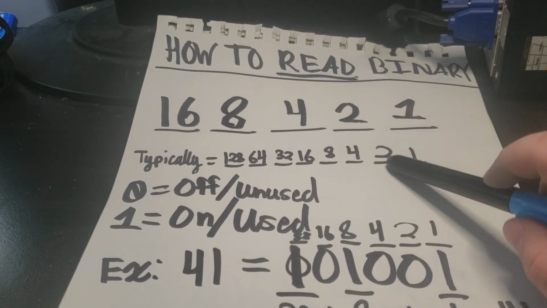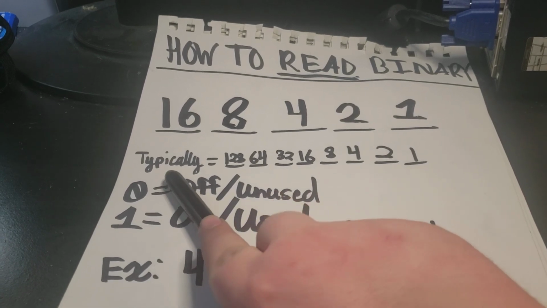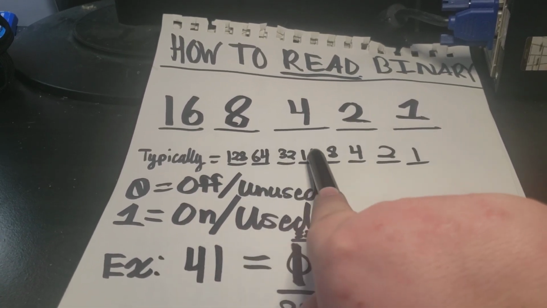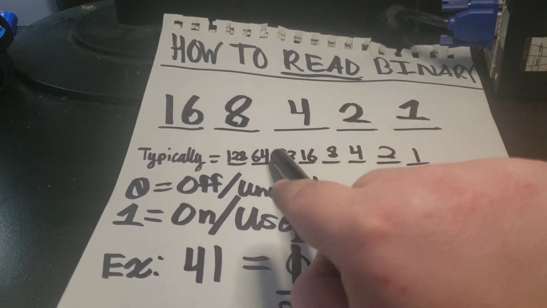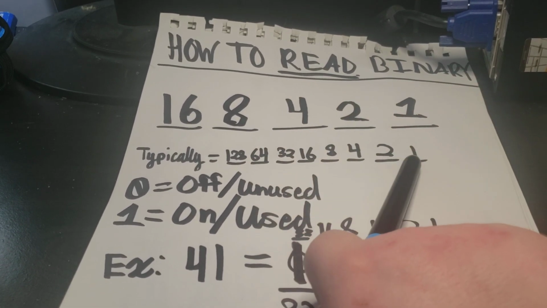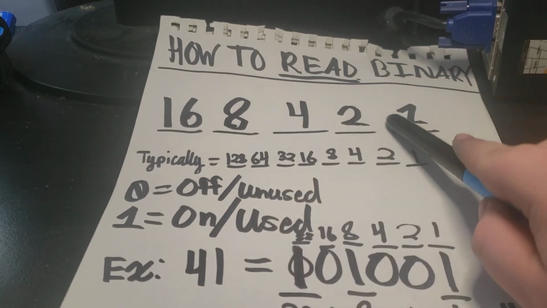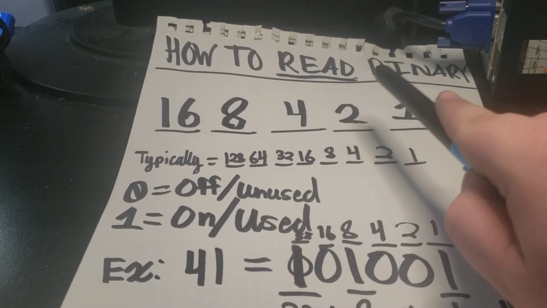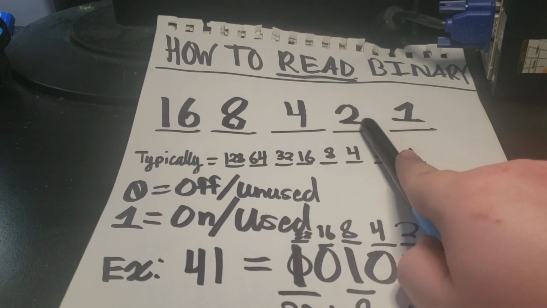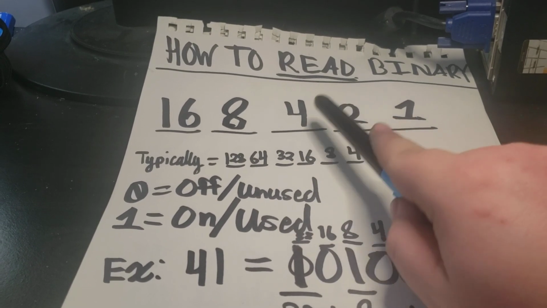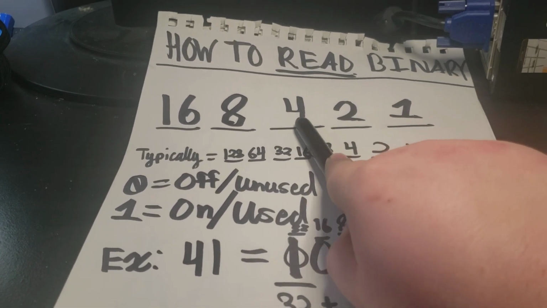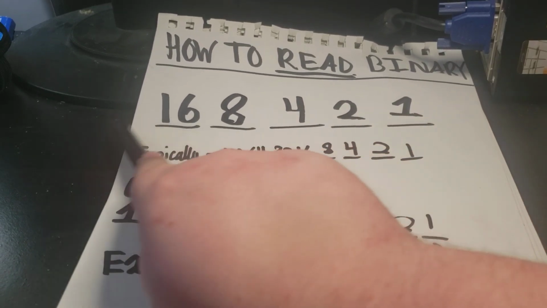Binary is typically written in 8 digits, so 1, 2, 3, 4, 5, 6, 7, 8, but it's written from right to left. So it actually moves exponentially. If I start at the 1 here and go to the left, it's 1 times 2. If I go left again, 2 times 2 is 4. 4 times 2 is 8. 8 times 2 is 16, and it keeps going.